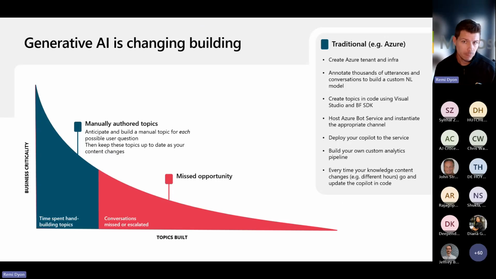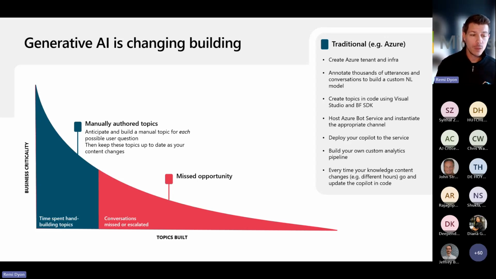So historically, if we look at how we built a bot, we crafted a bunch of hand-built topics to answer the question that we think the user are going to ask. And then we are leaving out a lot of questions unanswered because we cannot predict every single question and what we should answer to those questions.